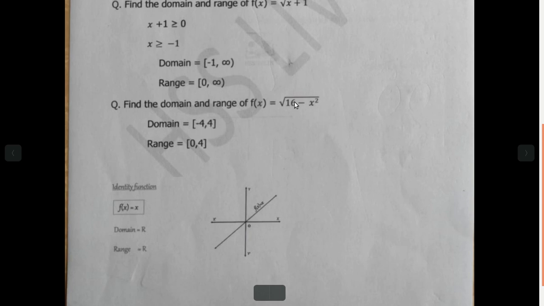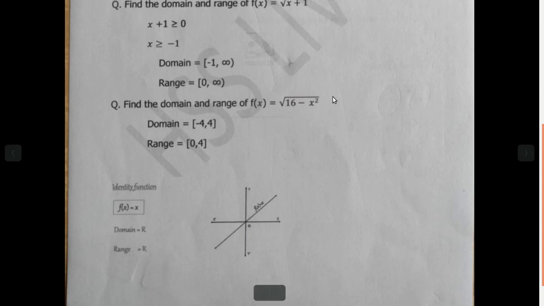You can substitute any x value from this interval, minus 4 to 4. What happens when x is equal to minus 5? When x is equal to minus 5, whole square is 25. Root of 16 minus 25, which is a negative number. 16 minus 25 means minus 9.